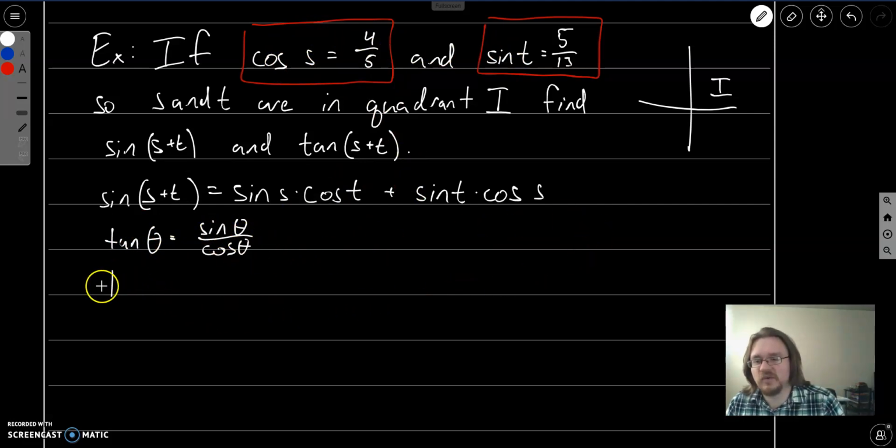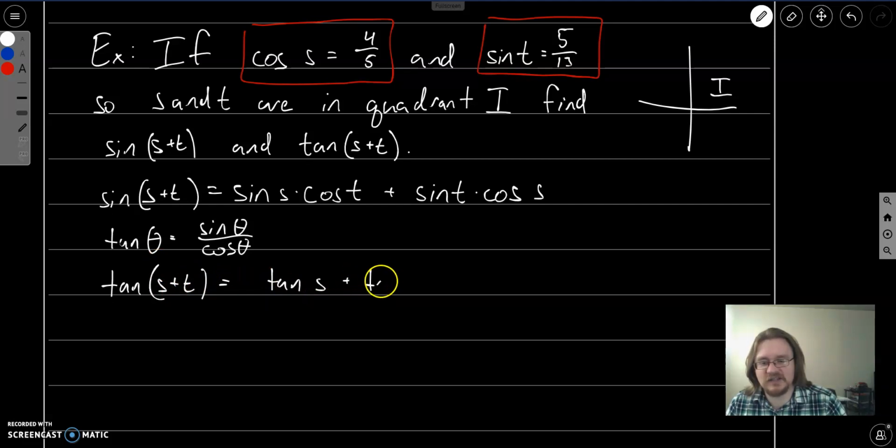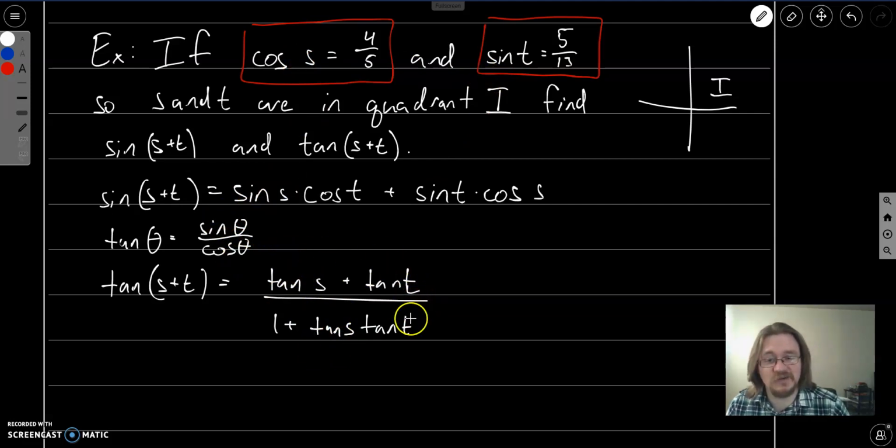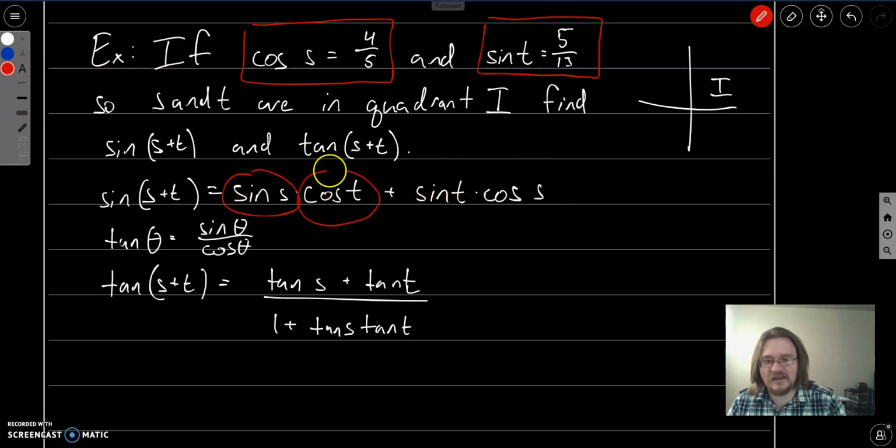That's useful. So what about our formula for the tangent of the sum of two angles? Well, it's the tangent of one plus the tangent of the other divided by 1 minus the tangent of one times the tangent of the other. So again, if we know both sine and cosine of S and T, we know tangent of both S and T, so we'd be able to figure this out. So we have all of our ingredients. We just need to find them. I know the cosine of S, and I know the sine of T. What we need to do is find the sine of S and the cosine of T.